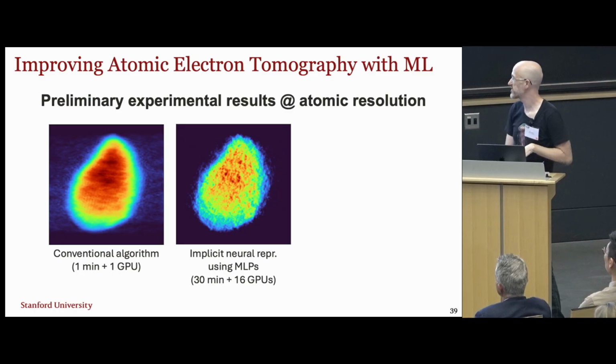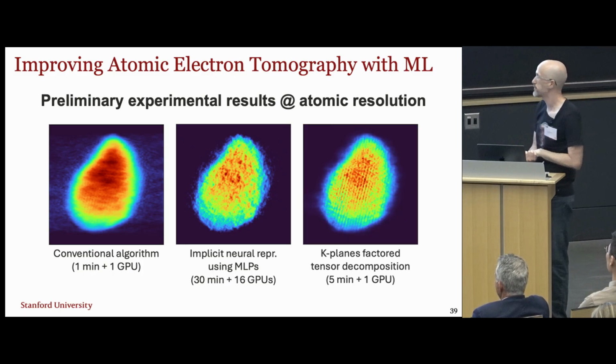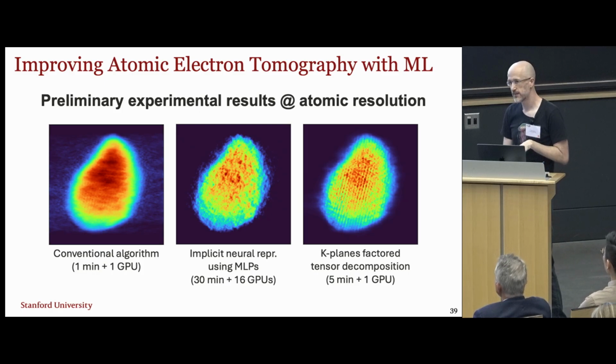We're also testing ways of speeding this up. The original INR architecture that we used took up to 16 GPUs, hours of reconstruction time. I'm a huge fan of the new papers on this K-plane factoring of TT, or tensor decomposition, because it runs much faster and produces even better results.